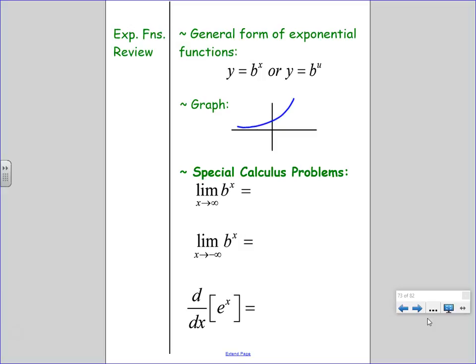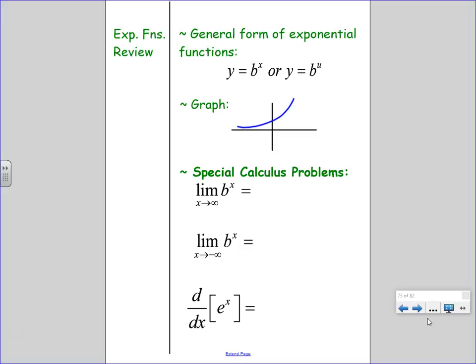Variables are up top. They swoop up. And we learned that in our basic graphs, for e to the x specifically. We know we could talk about their domain, their range, yada, yada, yada. But let's talk about some calculus stuff, like what's the limit as x goes to infinity of any positive exponential function?